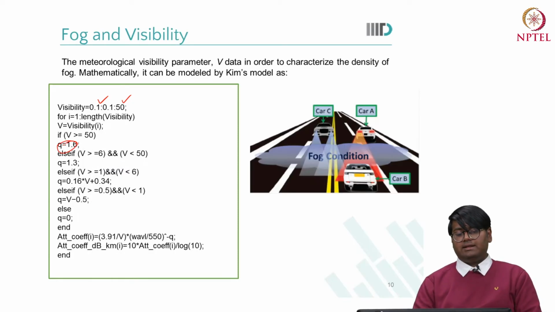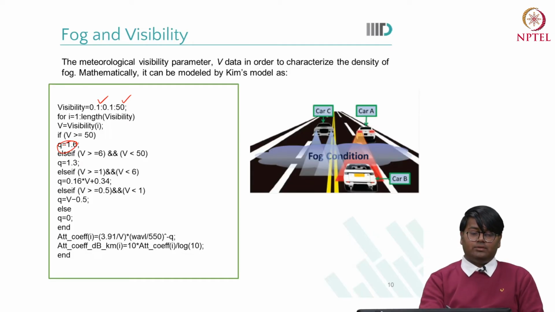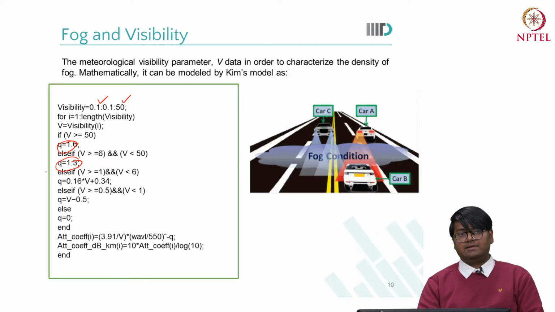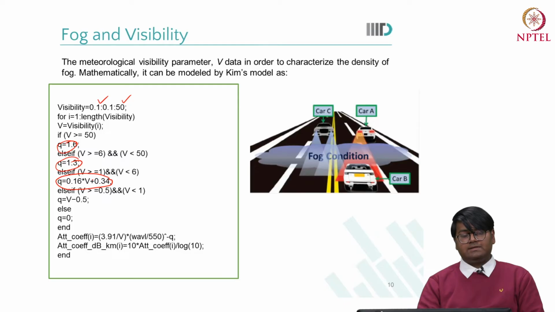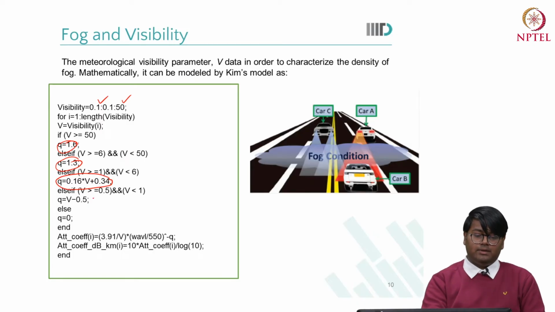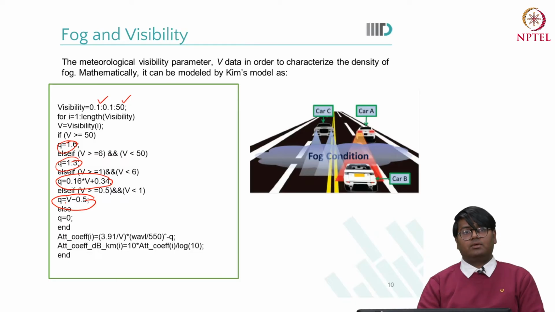Then if V is greater than 6 and less than 50, delta is 1.3. And if the visibility is greater than 1 kilometer and less than 6 kilometers, then we implement this delta function. And in other cases, when the visibility parameter is greater than 0.5 kilometer and less than 1 kilometer, then we implement delta to be V minus 0.05.